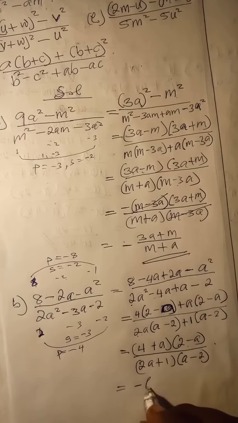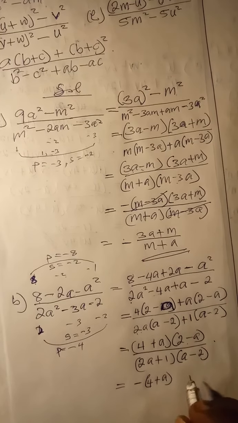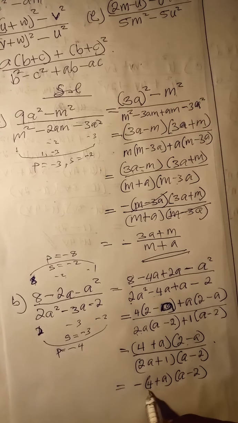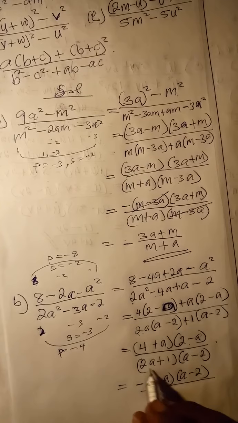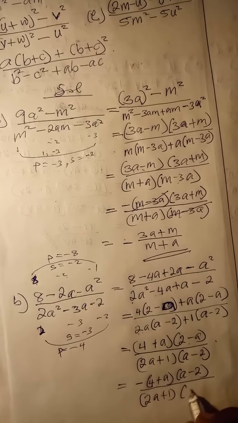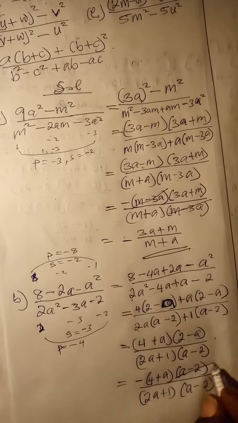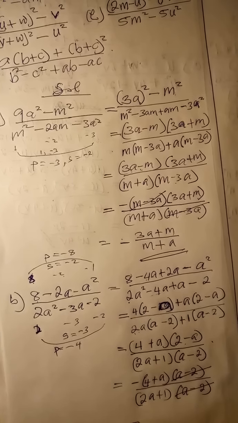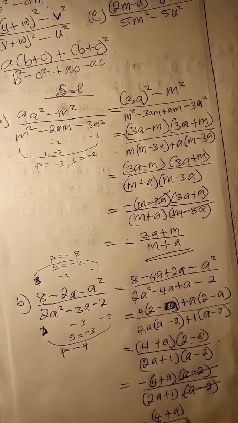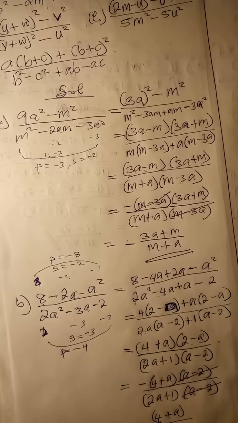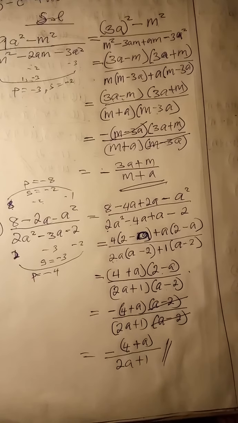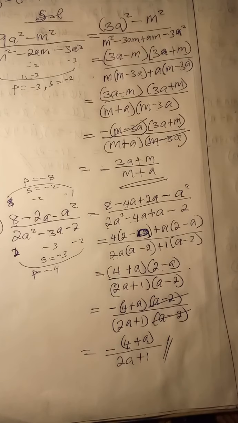I can have it like this, minus. I'm going to change their position, switch their position. So the negative can start here, no problem. Then I can have it like this, a minus 2, so it can rhyme with this denominator here. Everything divided by 2a plus 1, a minus 2. So this can go off with this. And so my final answer is going to be minus 4 plus a, in bracket like this, everything over 2a plus 1. That's it.